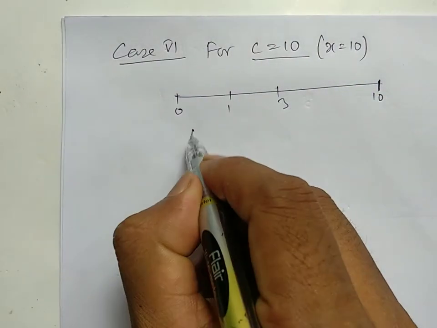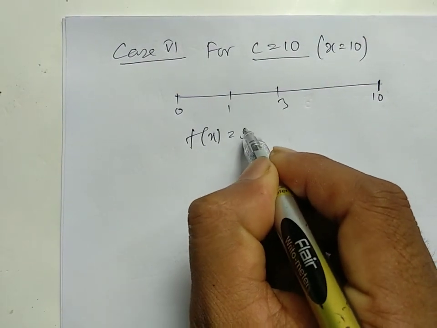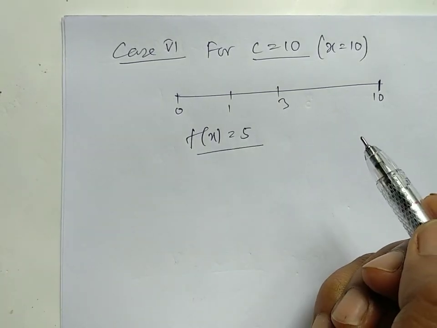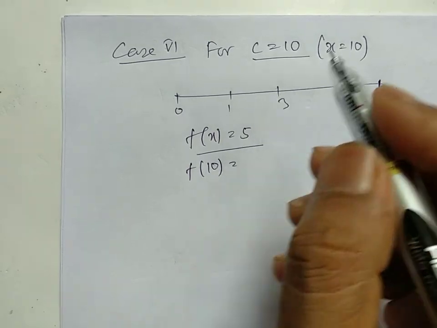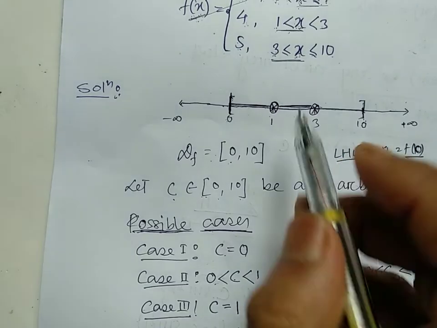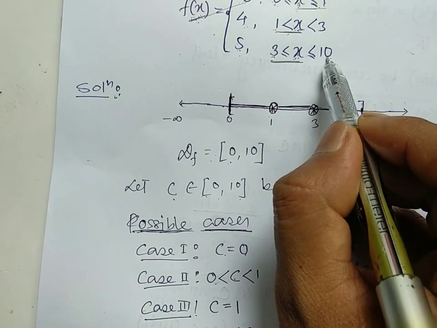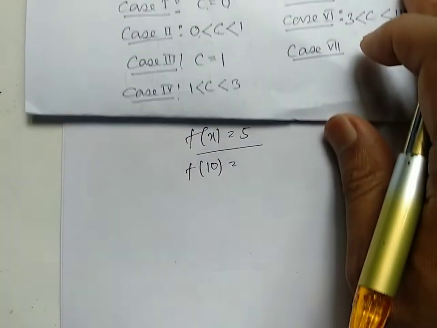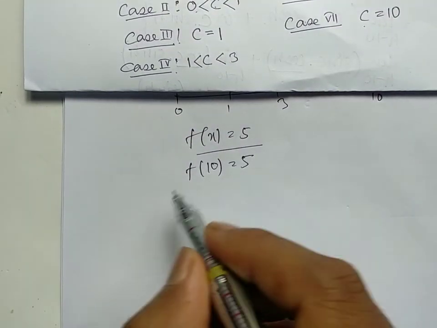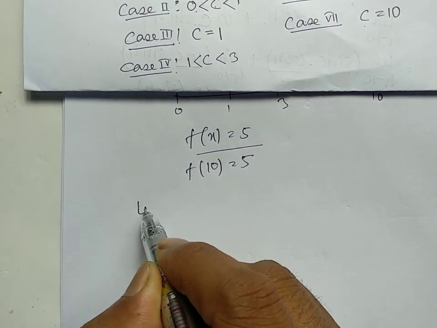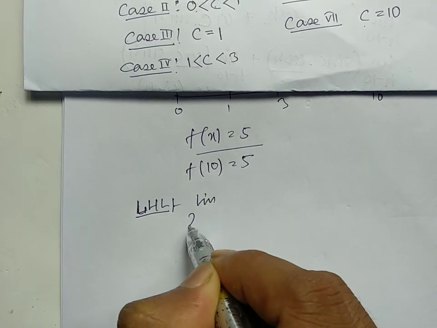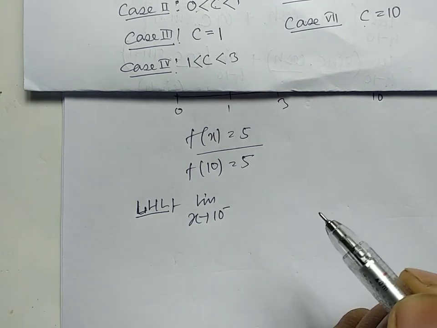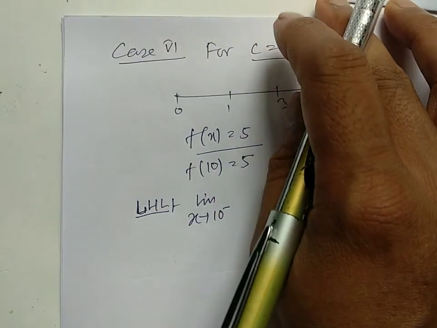So we will write f of x is equal to 5. Correct? So f of 10 is equal to what? Whenever the value of x is exactly equal to 10, the functional value is also equal to 5. Now we will try to find out the left hand limit, limit x tends to 10 minus. We are not considering c because we have got the exact value of c.